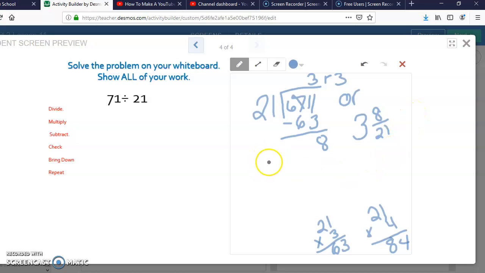Something else I really quick want to point out. When your remainder is less than your divisor, then you know you're okay. But if my remainder was equal to or more than my divisor, then I would have had to bump up my quotient, my multiple, okay? In this case, we're good, but I just wanted to point that out. So the answer is 3, remainder 8, or 3 and 8 over 21.